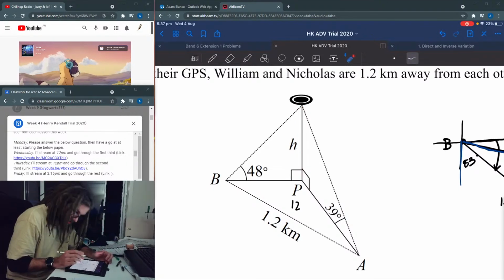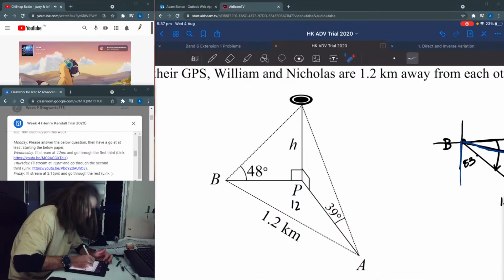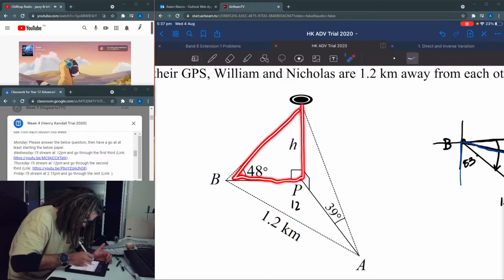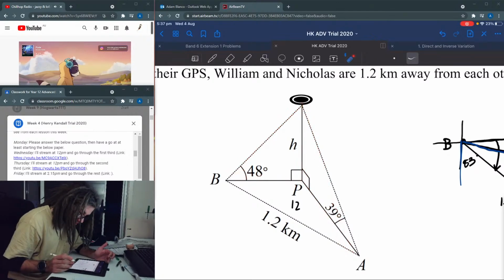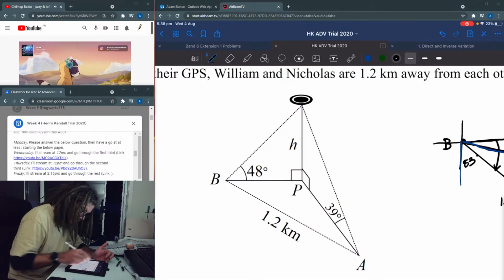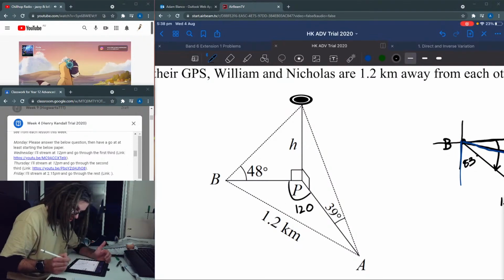If we're trying to find h, then I require either to use this triangle or to use this triangle. But I don't know anything about those two triangles. What I do know is, I guess I should put all the information that I do know on. I've found that that's 120. That was the last question.